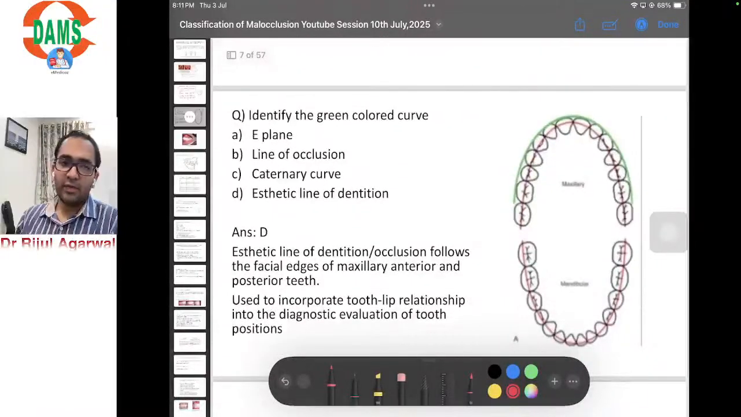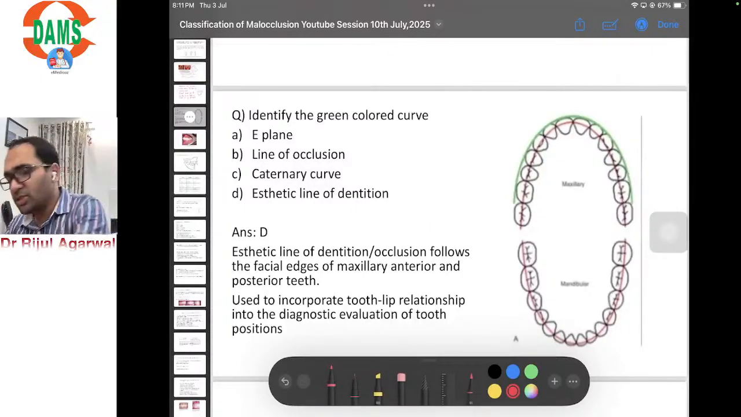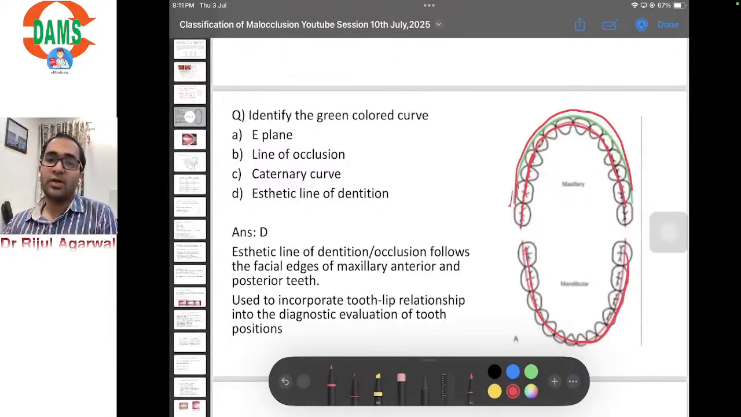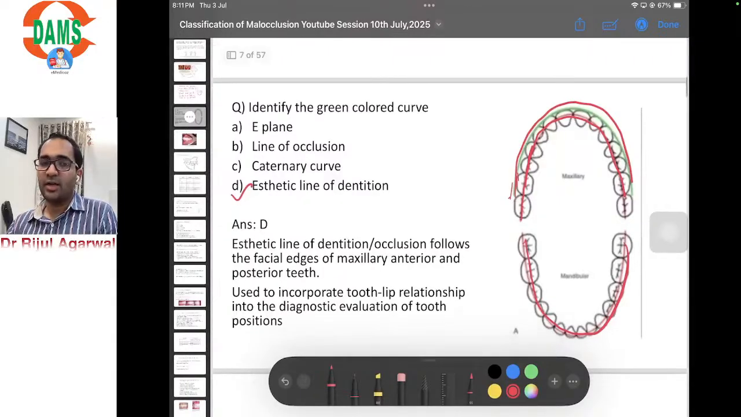Similarly, a question to make you understand one more concept: identify the green colored curve. I just described the line of occlusion, so what will the green colored curve be? It follows the facial surface of the maxillary teeth. So this is the aesthetic line of dentition or occlusion, which follows the facial edges of the anterior and posterior teeth, and it is used to incorporate the tooth-lip relationship into the diagnostic evaluation of tooth position. So this is the green colored or aesthetic line of occlusion. This is not the catenary curve; line of occlusion I've already described, and the E plane is the Ricketts E plane from cephalometry.